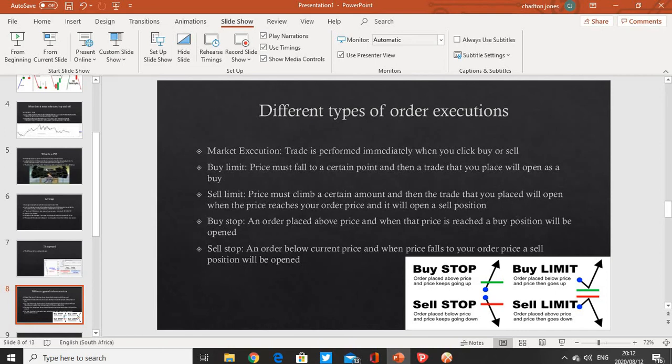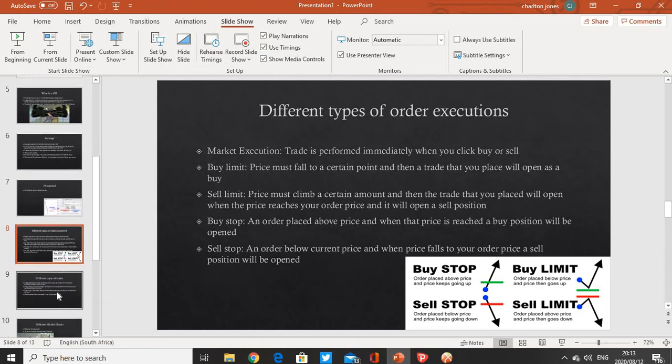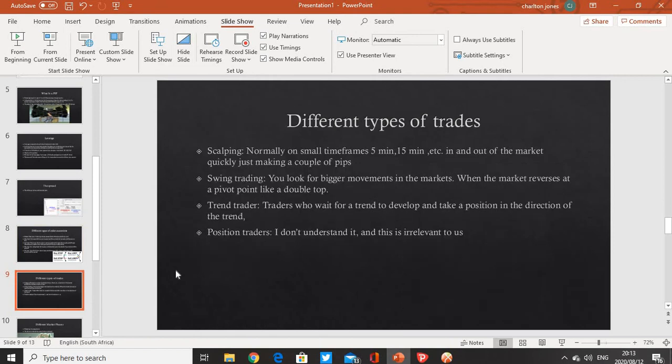A buy stop is an order placed above price, and when that price is reached, a buy position will be opened. And then a sell stop is an order below current price, and when price falls to your order price, a sell position will be opened. So basically, you would place a buy stop or a buy limit if you are maybe looking for a breakout or reversal in a trend or whatever. So that's just you kind of speculating a bit.